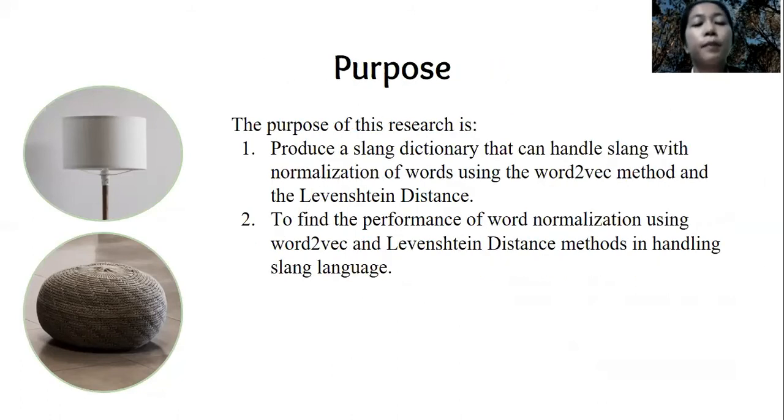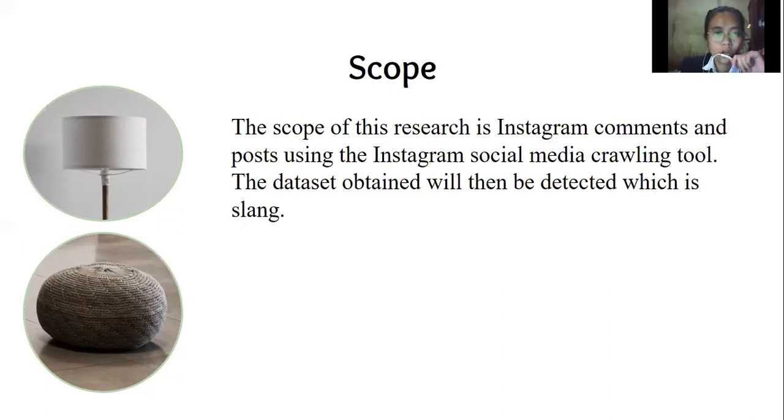The purpose of this research is: first, to produce a slang dictionary that can handle slang with normalization of words using the Word2Vec method and the Levenshtein distance. The second, to find the performance of word normalization using Word2Vec and Levenshtein distance methods in handling slang language. Scope. The scope of this research is Instagram comments and posts using Instagram social media crawling tools. The dataset obtained will then be detected for which is slang.